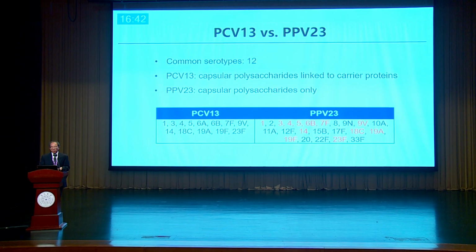One is the polysaccharide vaccine, PPV23, and the other one is the conjugated vaccine, PCV13. These two vaccines are made by the same company, right? And they also share 12 of the same polysaccharide serotypes in terms of their antigen. So we can directly compare their effect with the same antigen in different forms, right?